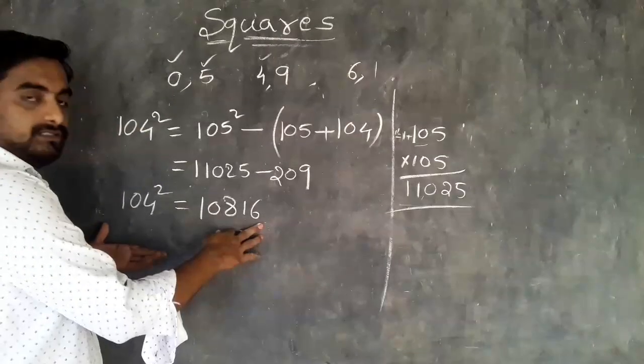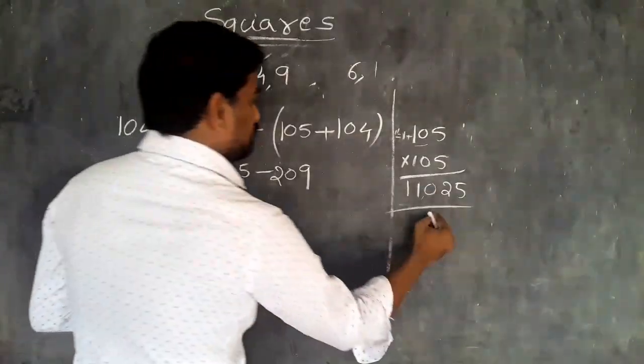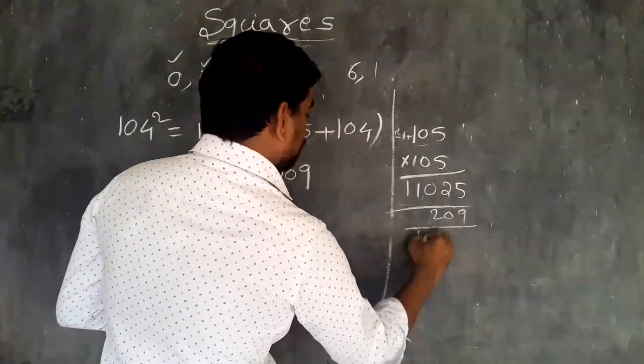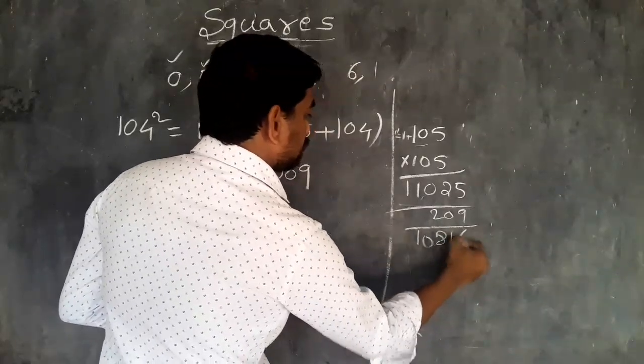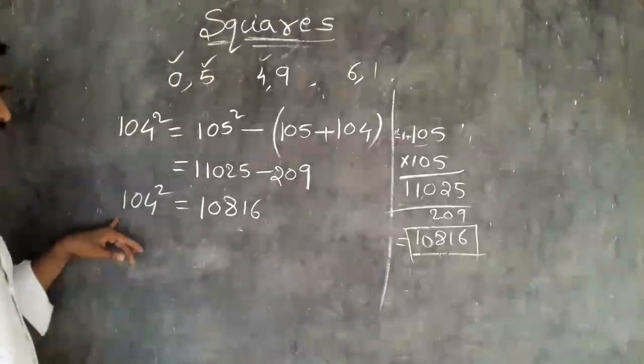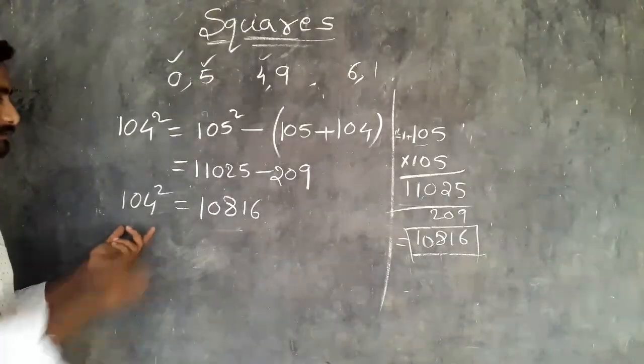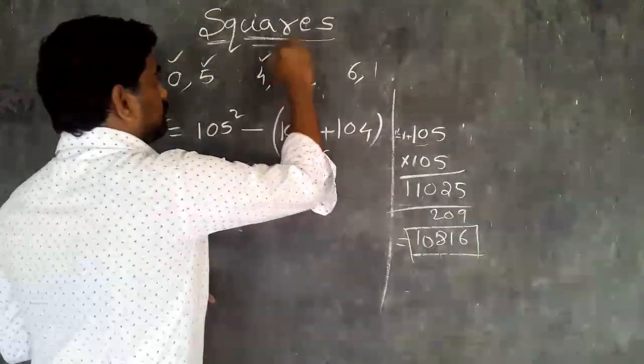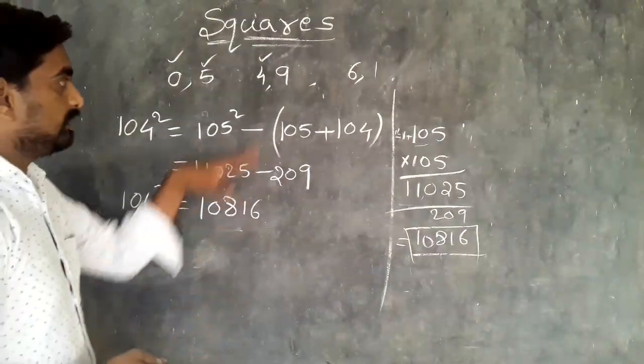This is the final answer for subtracting this one: 209. We got it. This is the final answer. So this model is for 4 ending numbers. So now we go for 9 ending numbers square.